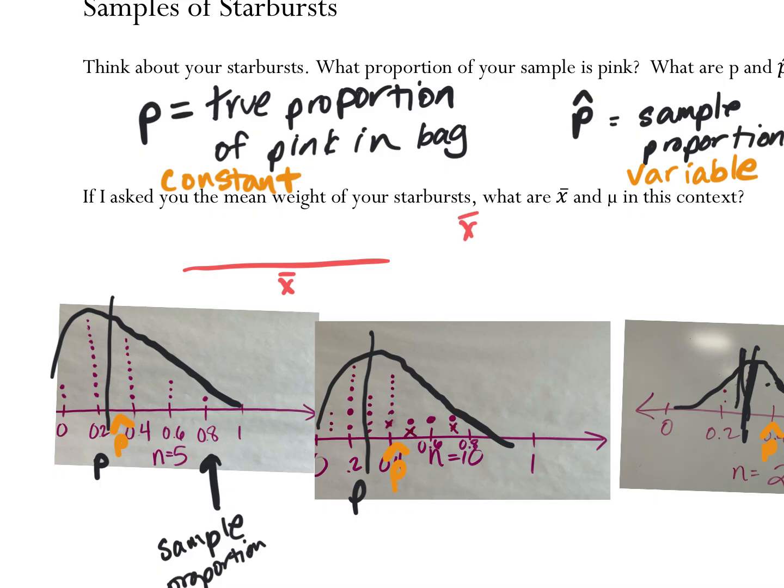So x bar would be the sample mean weight. Would we all have the same sample mean? No, because samples are not perfect. Okay. The mu would be the true mean weight.